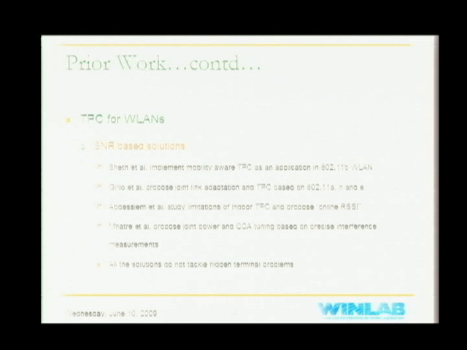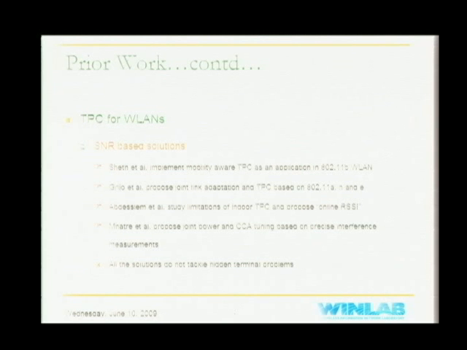Next, to take a look at TPC for WLANs, first look at the SNR-based solutions. The first two solutions are similar to pure SNR-based solutions. They just exchange link quality information and then they use the appropriate path for transmission. The first algorithm, by SAID, uses their own framework for exchanging link quality measurements. But the second technique used 802.11h for the same. And there was the study by Abdesalim on variations in RSSI in indoor environments.